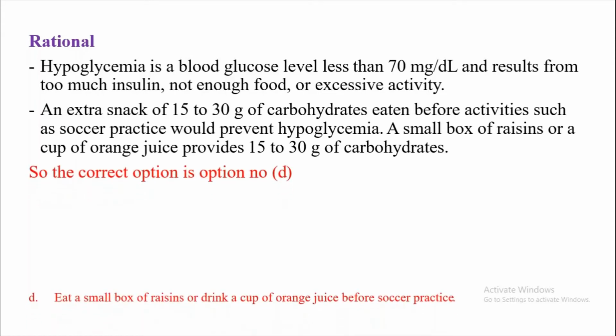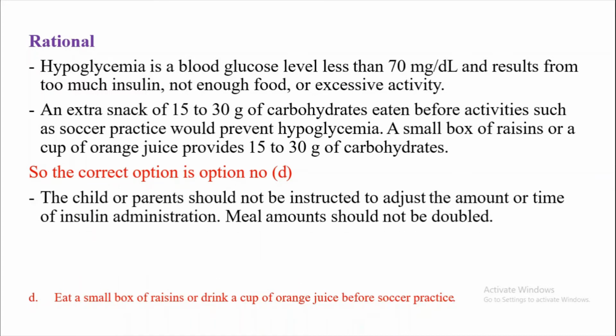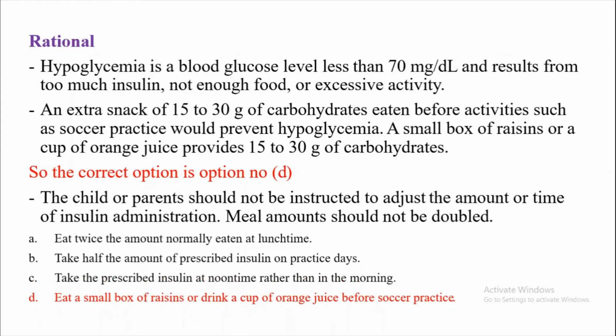So the correct option is option number D. Eat a small box of raisins or drink a cup of orange juice before soccer practice. The child or parent should not be instructed to adjust the amount or time of insulin administration, and the meal amount should not be doubled.